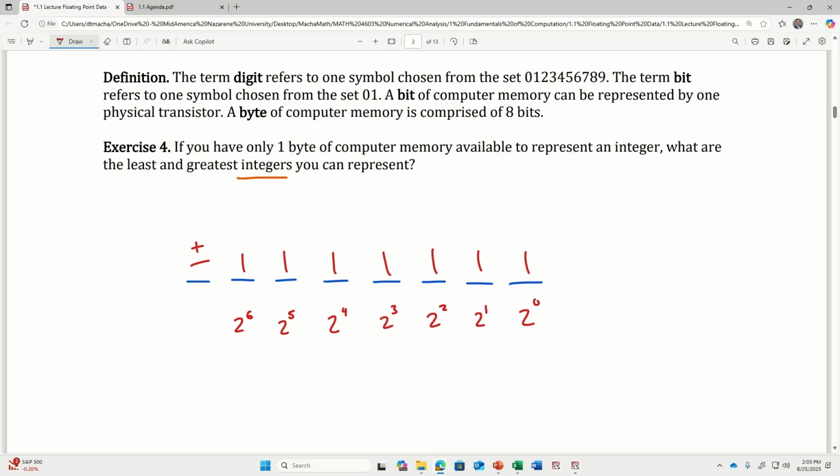I could calculate all these powers of 2s and add them together, but there's a shortcut. Perfect. Yeah, Sage is right. So if I just do 2 to the 7th power minus 1, that's going to give me the same answer. Does everybody understand why? Okay, good. So 2 to the 7th power is going to be, is that 1,024?